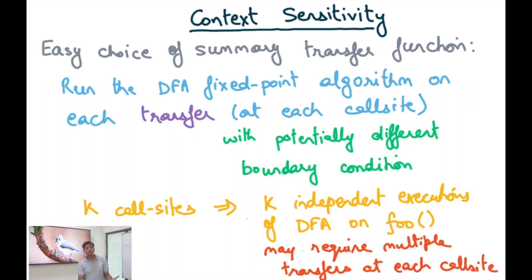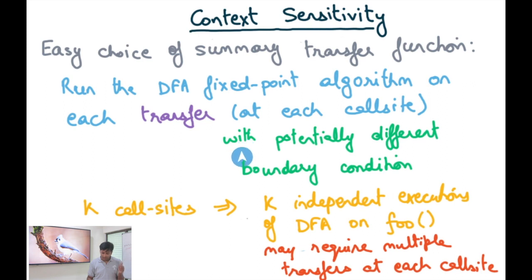However, this was a very simple example where the procedure body was really simple. But how do you decide what a summary transfer function should be if the procedure body has loops, etc., and complex control flow? Well, recall that there is one very easy choice of the summary transfer function, which is, whenever there's a transfer across a call site, just run the entire DFA fixed point algorithm on each transfer. So take the value at that call site, the argument values, and then just run those values through a full DFA on the body of the callee. So in this case, foo.